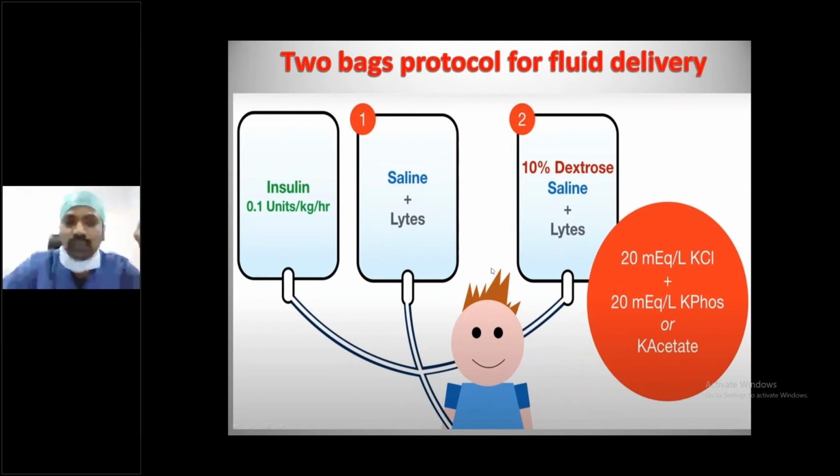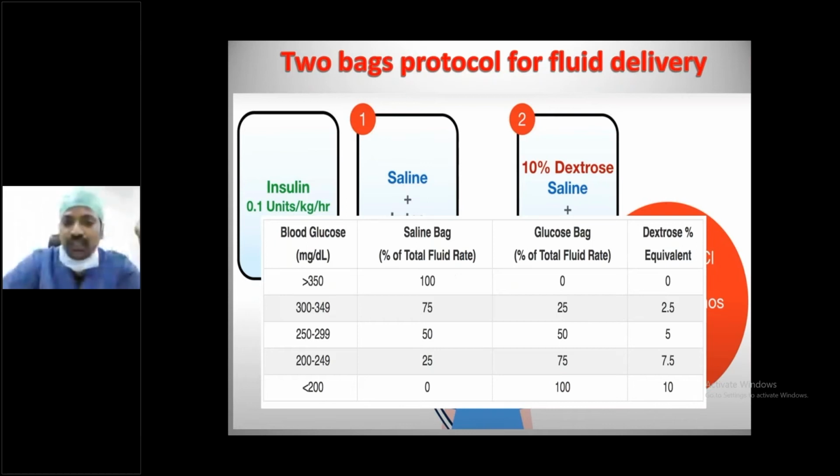Here, the patient is connected to two bags. One bag contains saline and electrolytes. The other bag contains 10% dextrose along with saline and electrolytes, and insulin will be running at 0.1 units per kilo per hour. Based upon the patient's glucose values, you adjust the rates from each bag, the saline bag and the glucose bag. Suppose the patient's blood glucose is more than 350, then no fluid is administered from the 10% dextrose, or 100% of the total fluid rate is from the saline bag. If glucose falls to 300 to 350, then 75% of the fluid rate is from the saline bag, whereas 25% of the total fluid rate will be from the glucose bag. That constitutes around 2.5% dextrose in the fluid.